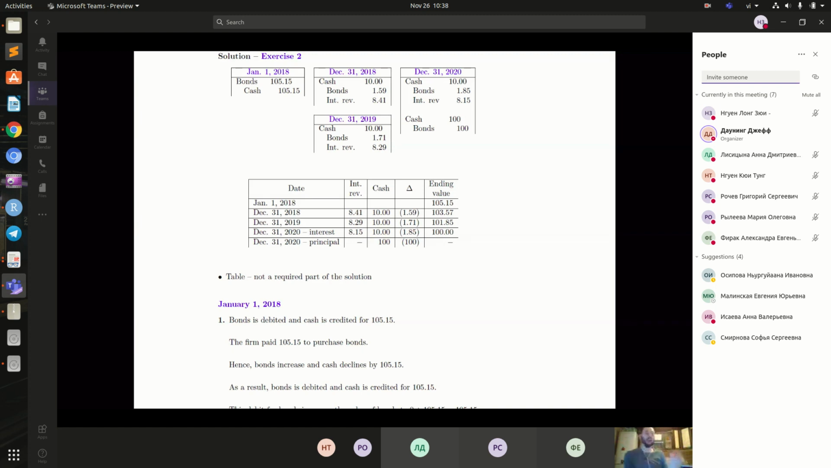For example, 2018, we have a beginning value of 105.15 multiplied by 8%, or 0.08. Hence, interest revenue is 8.41. Therefore, we have debit cash 10, credit interest revenue 8.41, hence credit, or reduce, bonds by 1.59. The journal entries for 2019 and 2020 have the same items. Hence, as of December 31st, 2020, when we receive the principal repayment for this bond, the value of this bond on the balance sheet is reduced to 0. So that is exercise 2.